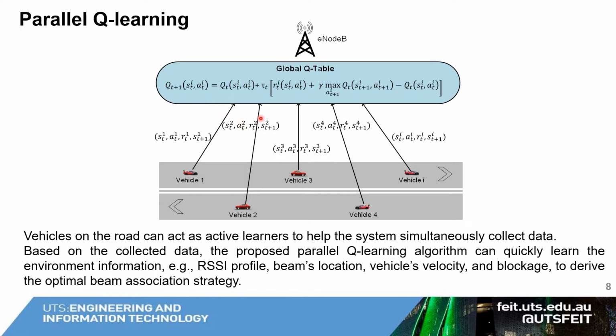As you can see in this figure, the vehicle on the road can act as an active learner to help the system collect experience. Based on the experience, the proposed parallel Q-learning algorithm can quickly learn the environment information such as RSSI profile, beam location, vehicle velocity, and blockage. In this way, the parallel Q-learning algorithm can obtain the optimal beam association policy much faster than the conventional Q-learning algorithm.